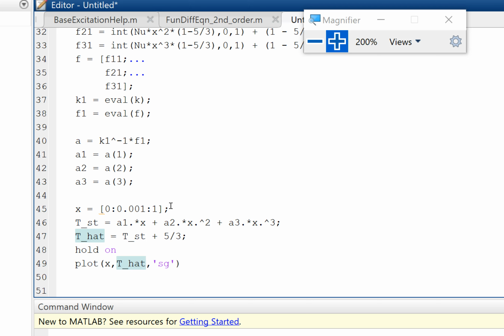X equals. INT, parentheses. Yep. Delta on one times parentheses 1 minus 5 thirds parentheses, comma 0, comma 1. I had that there. You missed something: 1 minus parentheses 5 thirds. It shouldn't look like that.